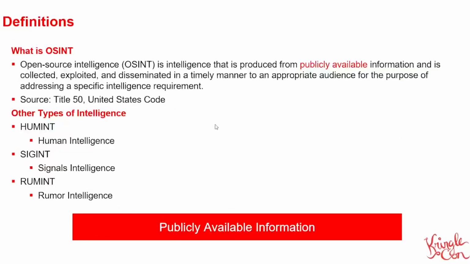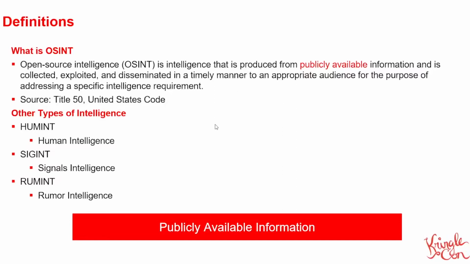So let's get started with some definitions. What is OSINT? Well, OSINT is short for Open Source Intelligence, and it's defined in Title 50 of the United States Code, as you can see on the slide there, as intelligence produced from publicly available information. Okay, so publicly available, that's what the open part means.